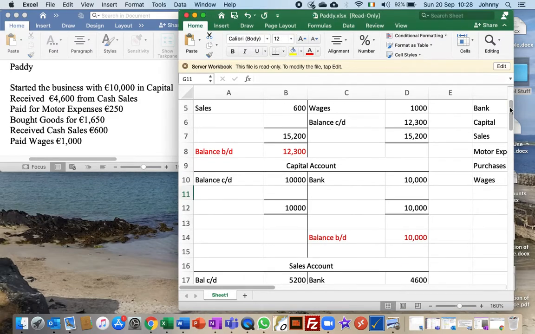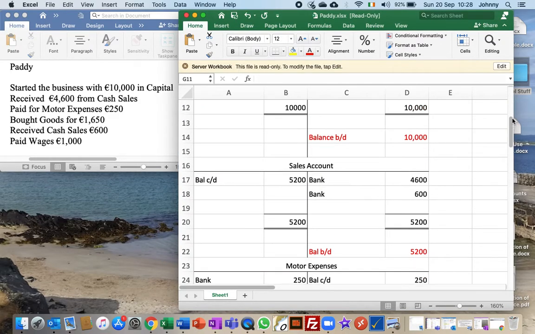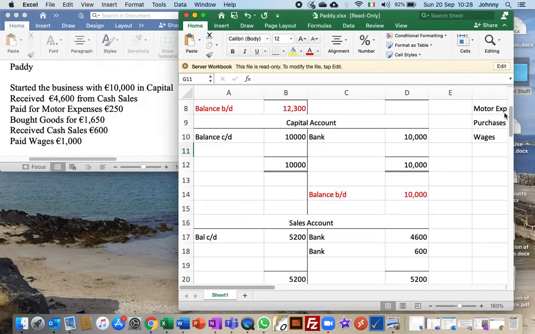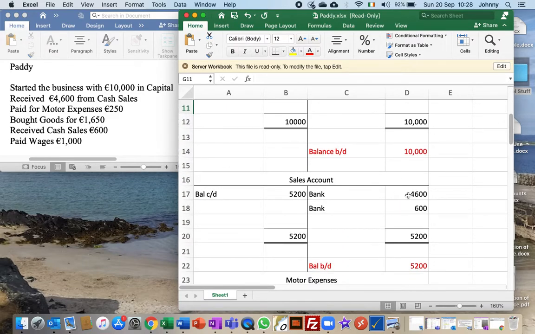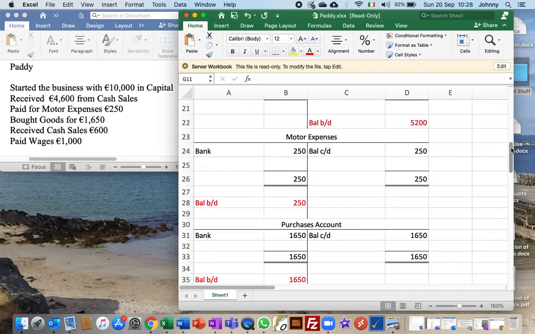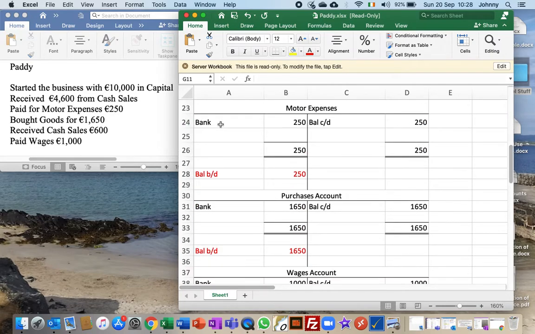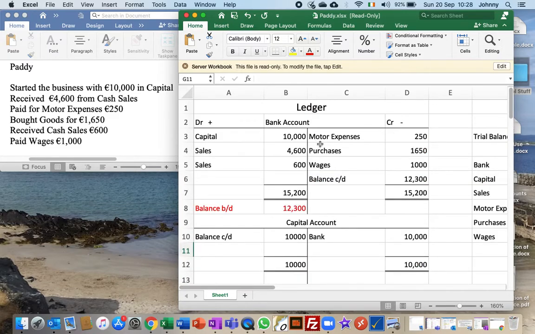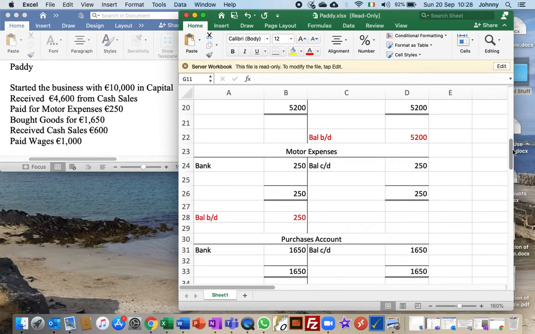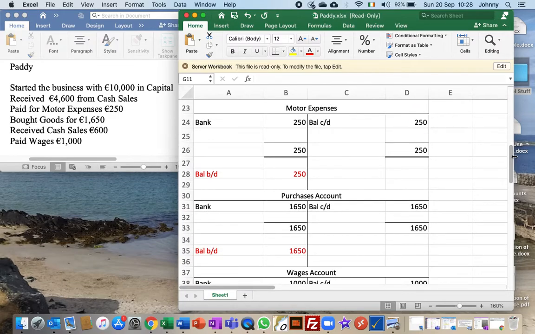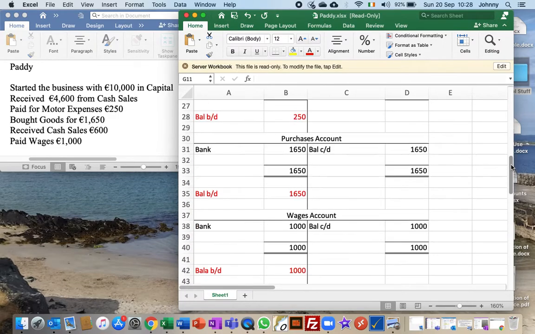And similarly, when I go and have a look at all of the other accounts, so sales, I had 4,600 and 600. So that means that in the sales account, I'll have the same figures. And then I'll balance my sales account and I get a balance brought down, or BAL-BD for short, 5,200. Motor expenses, we notice that bank is on the opposite side than it was in sales and capital. That's because motor expenses was on the credit side in the bank account. So in the motor expenses account, it'll be in the opposite side. And again, we balance it. Purchases, wages, the same thing.